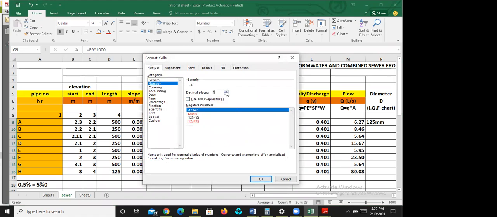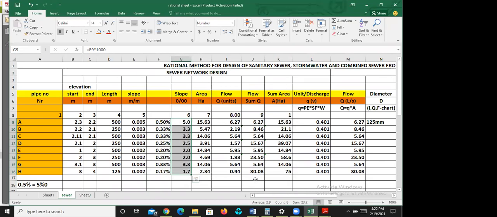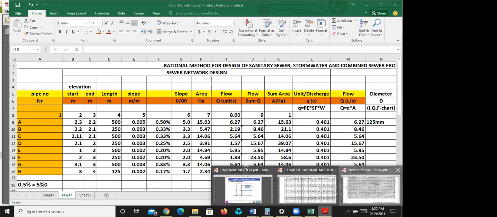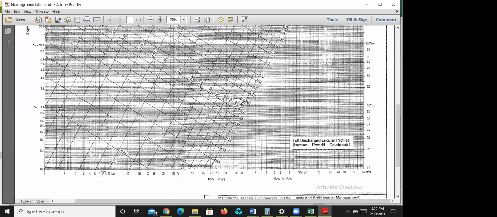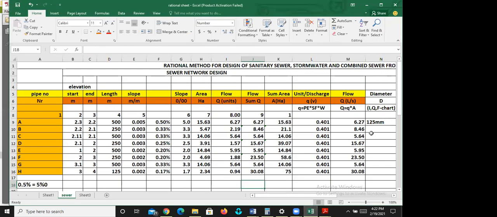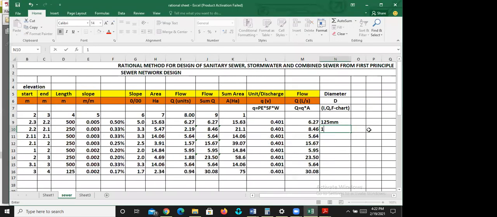To the second decimal place or even one decimal place. Okay. Second one is 3 per mil or 0.3%. So it's 8 point something. So this is 8. I'll go to 8 and I'll read it against 3. It's giving me 150 mm. So this one will be 150.